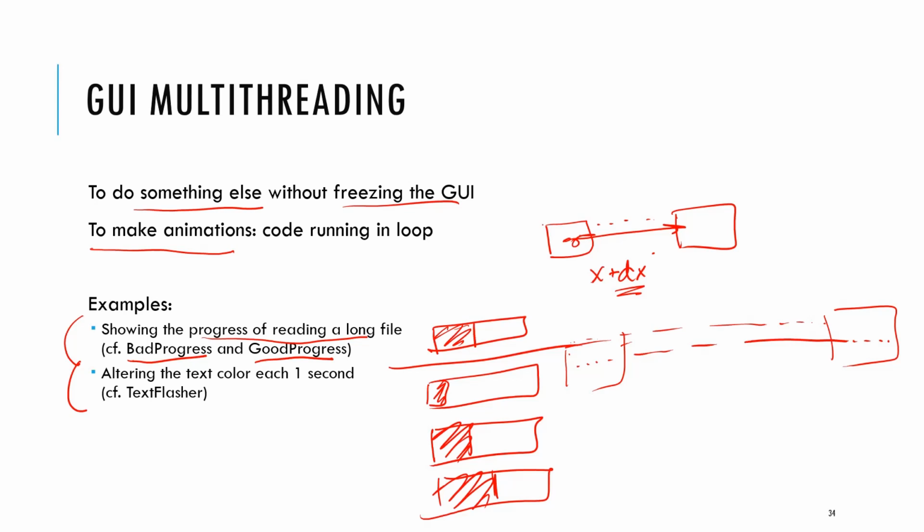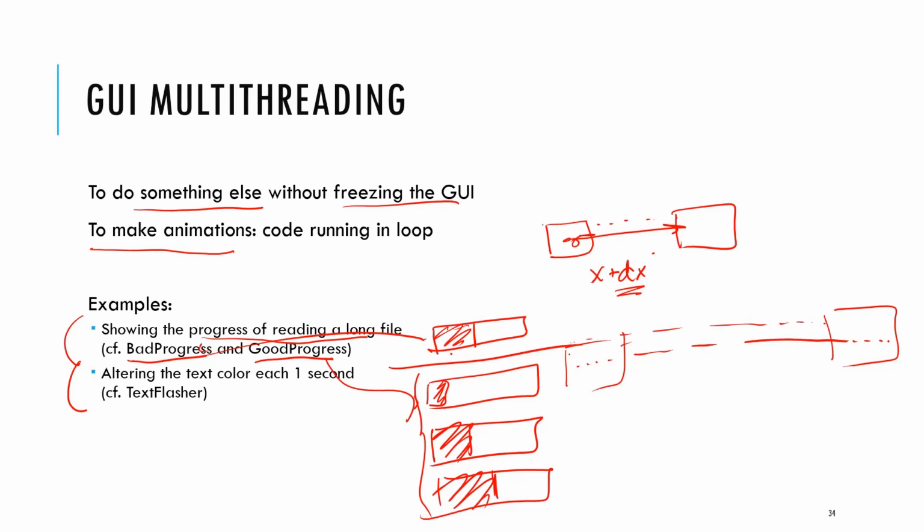So this is bad progress. You will see one shot. Meanwhile, you will see it freezing. With a good progress, you will see the progress really in parallel. So by the way, if you need to make a simple progress bar, you already need to use multi-threading.